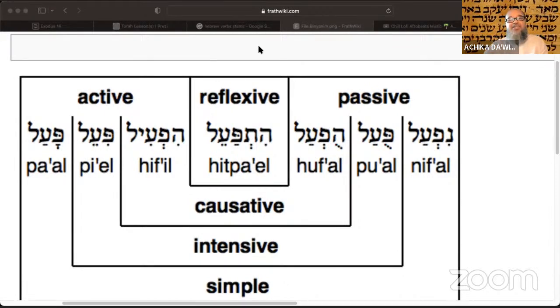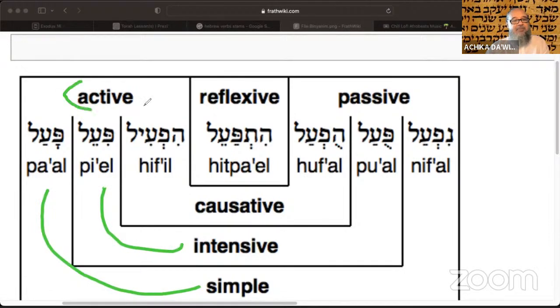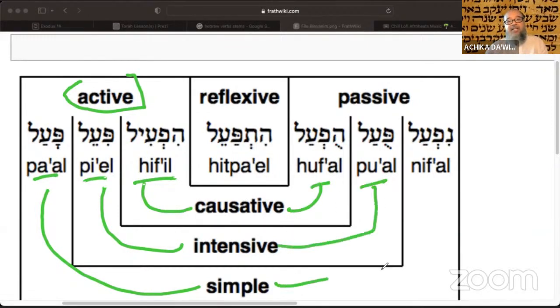Okay. So listen, you guys. So look, the simple is right here. The intensive is this right here. The simple active is called this sound. The simple intensive or forceful is called that sound. The causative is this sound, right? And they got the passive over here, and then they got the passive over here, and then they got the simple passive over here. So you can kind of see this kind of looks like a what?